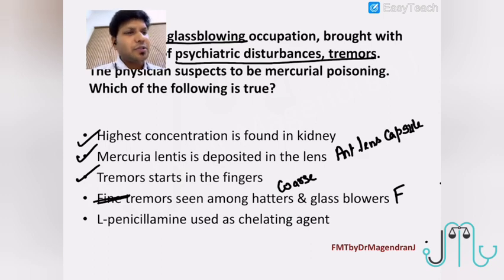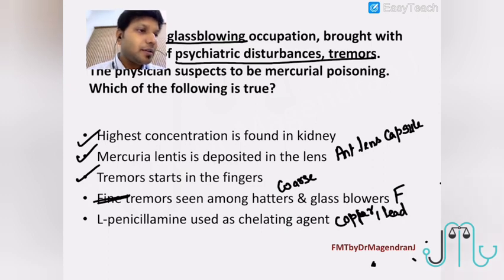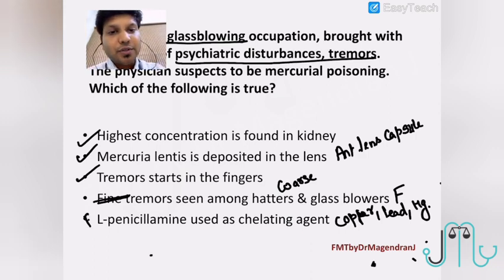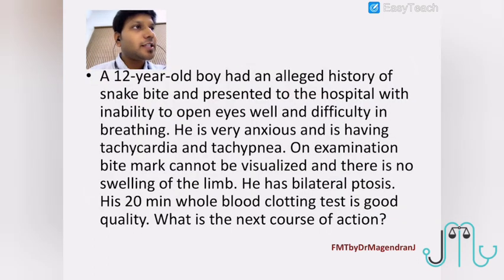Penicillamine is also a very important chelating agent for copper. This D-penicillamine, not only for copper, we can also use it in lead. We can as well use it in mercury. Right? So in all these metals, we can use D-penicillamine as a chelating agent. So if you see, this option is also wrong. The remaining options are fine. Moving on to the next question.